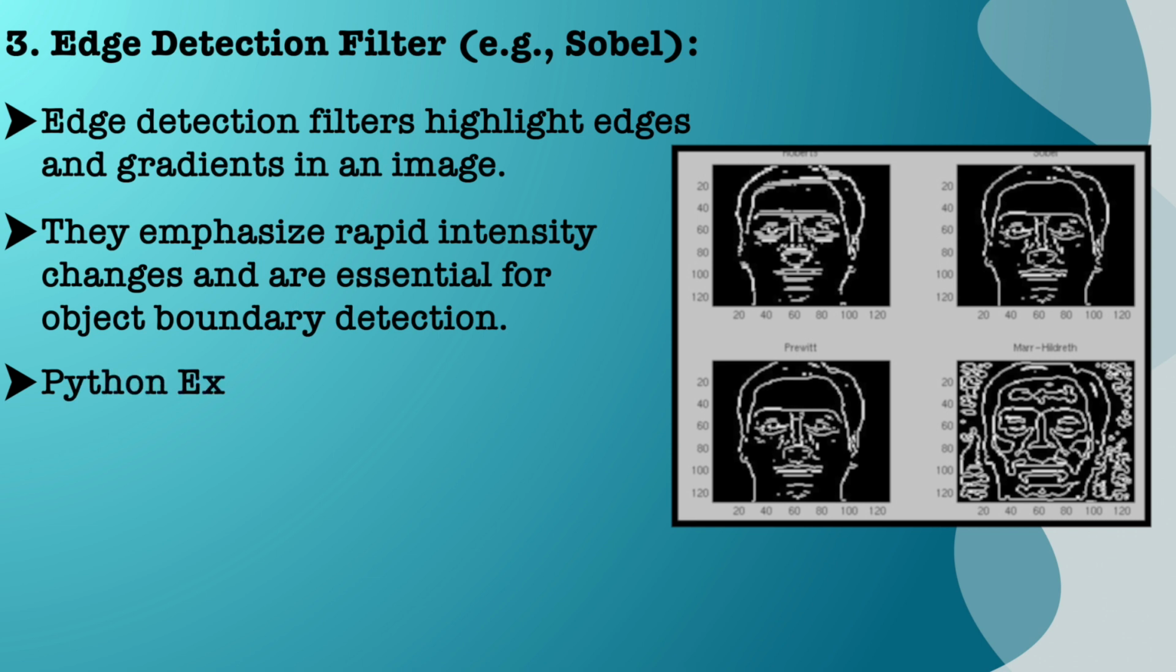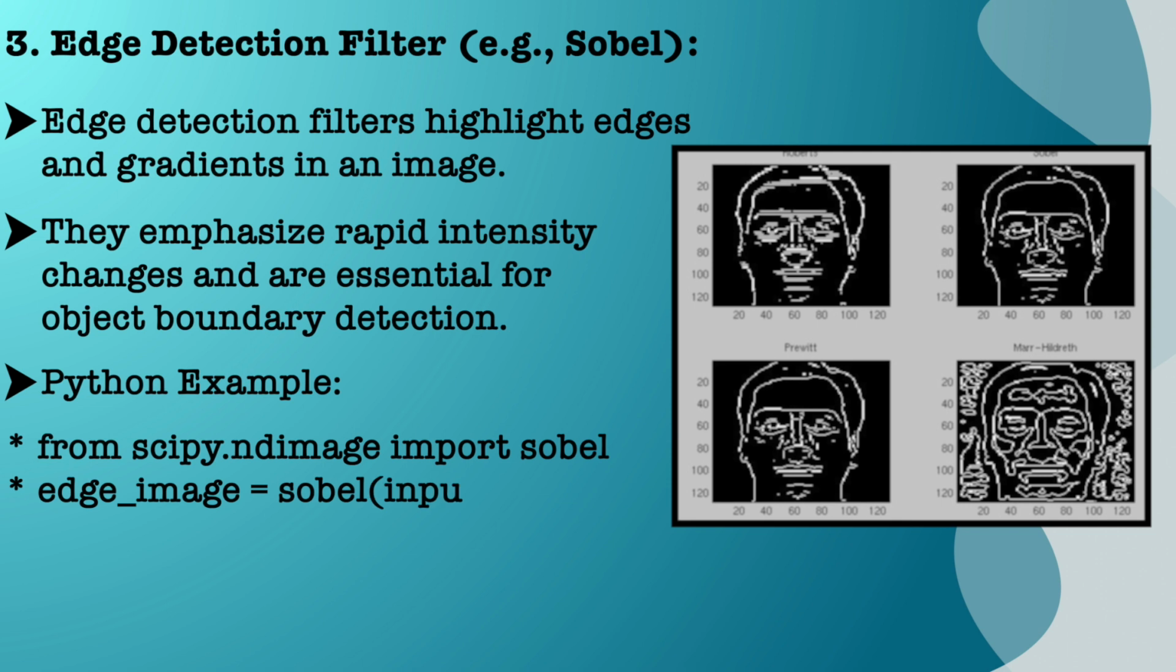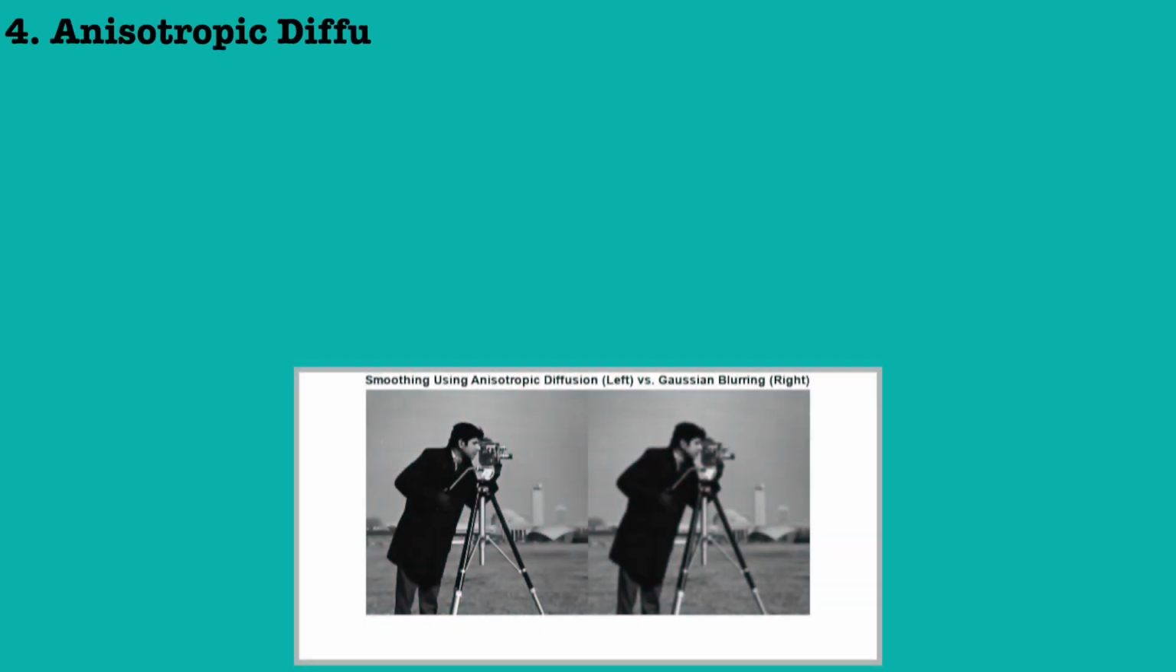So Python code for this particular filter is here with the library packages and with that particular name called Sobel. Here we are taking it as an example for edge detection filter, and in this function we are giving the input image value. So next is anisotropic diffusion filter.